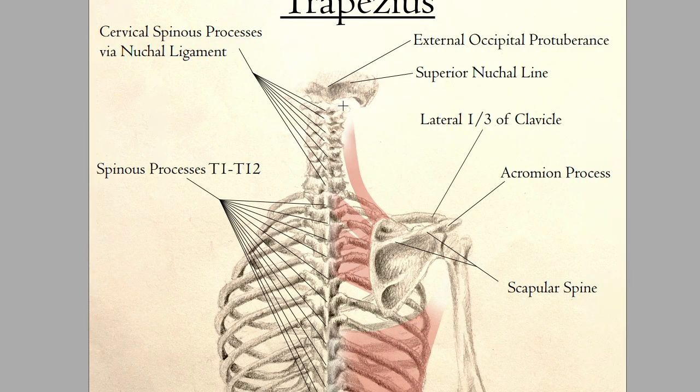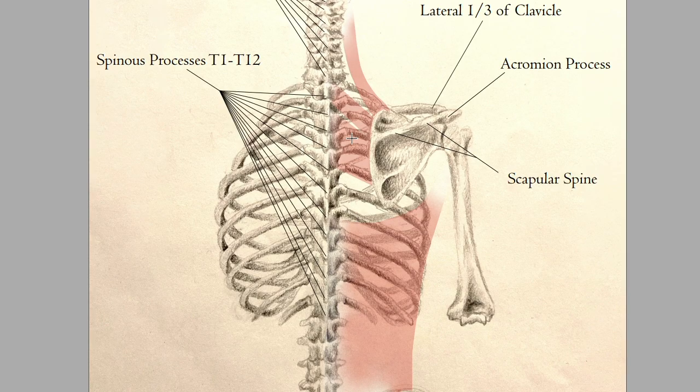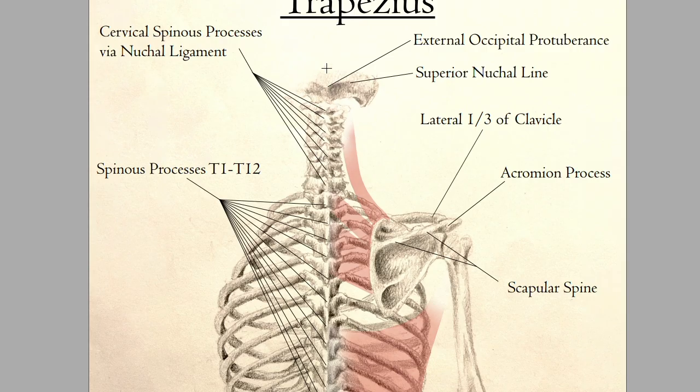It is also going to attach to the first two landmarks that I started this whole video with, the external occipital protuberance and the superior nuchal line. So it attaches to the cranium. It goes from the cranium and all these spinous processes. And then from there, the muscle forms a diamond shape that inserts onto the lateral third of the clavicle. It also attaches to the acromion process and to the scapular spine right here. And so altogether, trapezius is going to insert onto all these things.